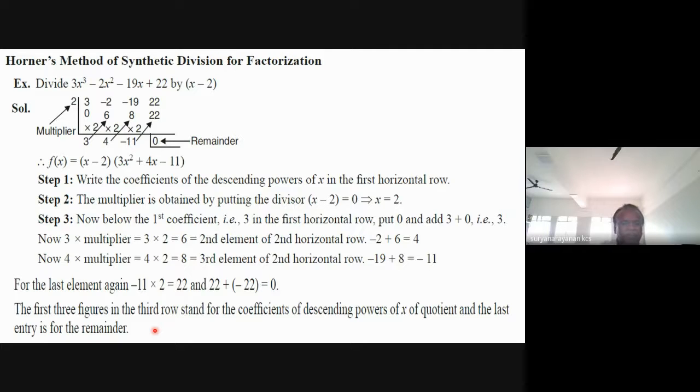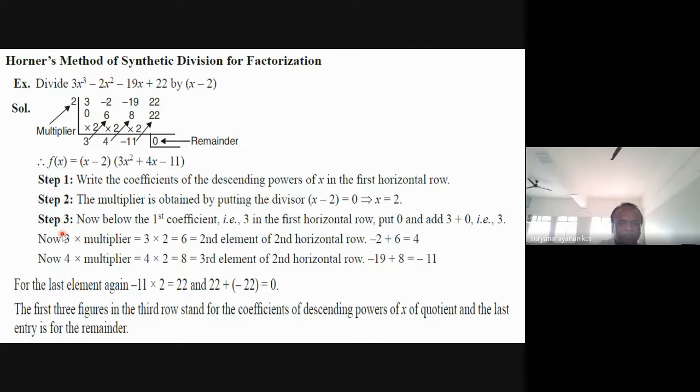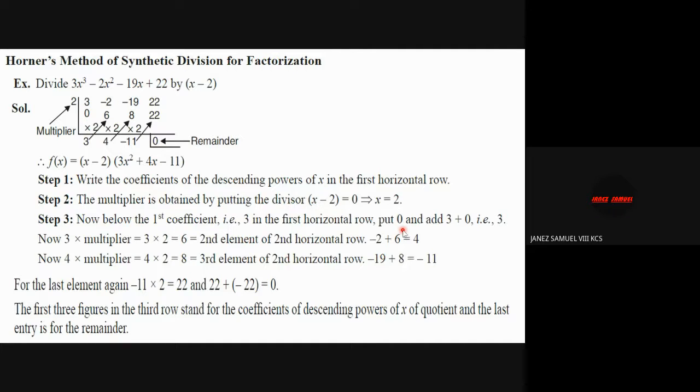Okay, I understood the second step. Understood this second step, multiplier? How to find multiplier? Yes, sir. Now come to the third step. Now below the first coefficient, that is 3. What is the first coefficient in this horizontal row? 3. Just below this number 3, in the first horizontal row, put 0.